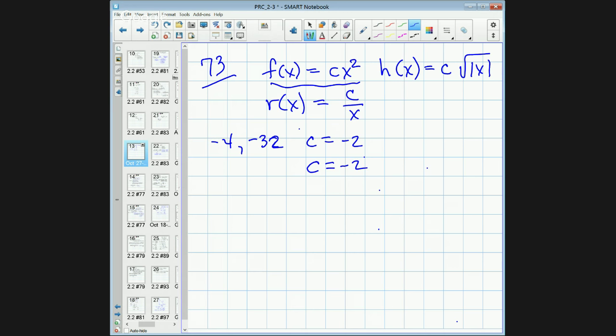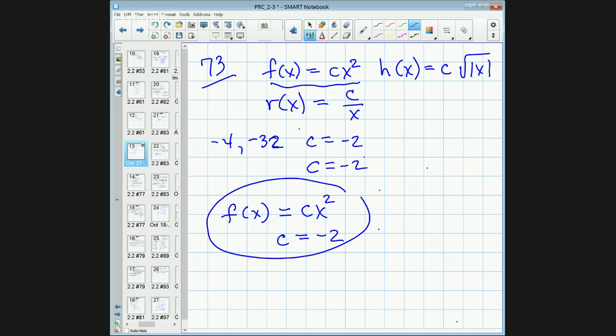Let's try one more, way down at the bottom. What happens when you try 4? Take the square of 4, 16. If you multiply by -2, do you get -32? Yep. So we just found for number 73 that this is the function. It's that first one, and we found c was -2.